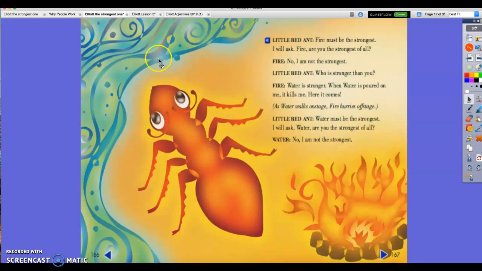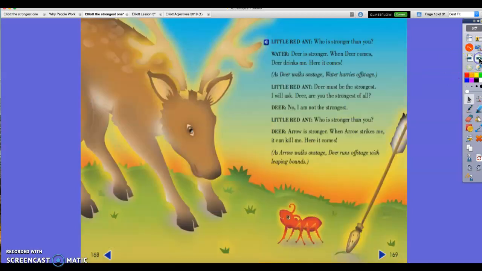Okay, so there's not many clues on this page, but using our own minds, I wonder, what could be stronger than water? Well, let's see. Oh, before we read, let's think. Would the arrow be stronger, or would the moose or deer be stronger? Well, let's see. Who is stronger than you? He's talking to the water. Deer is stronger. When deer comes, deer drinks me. Here it comes. As deer walks on stage, water hurries off stage.